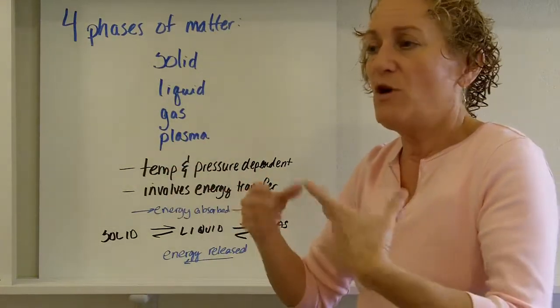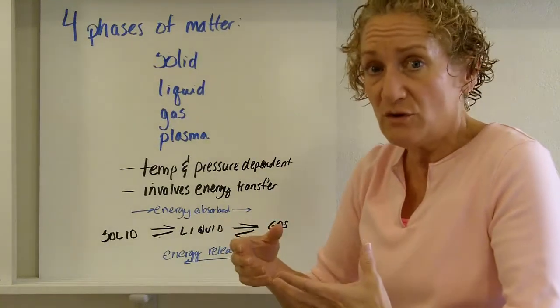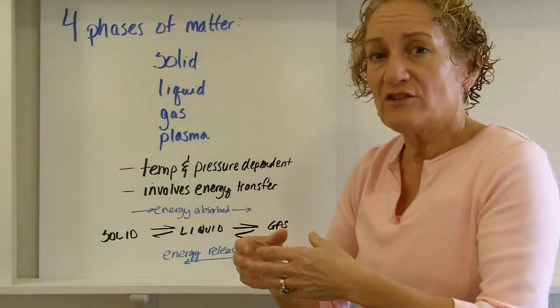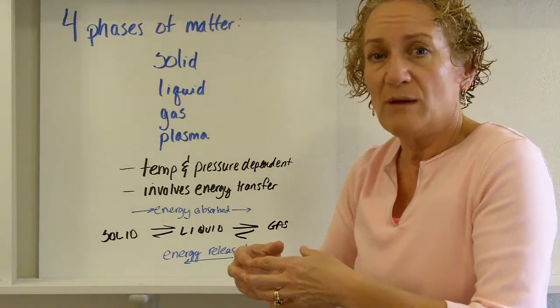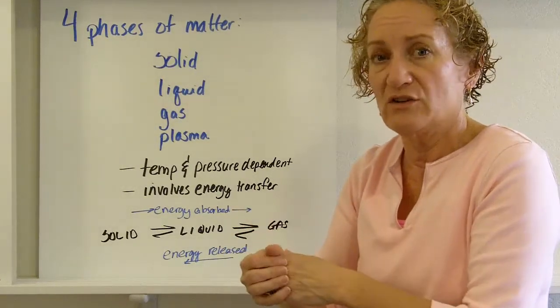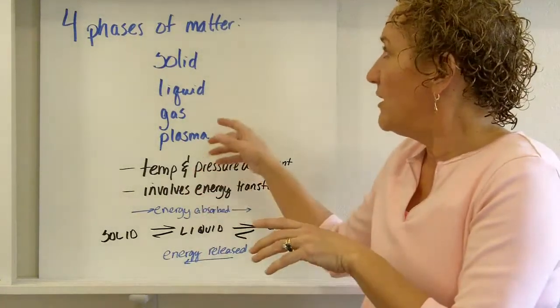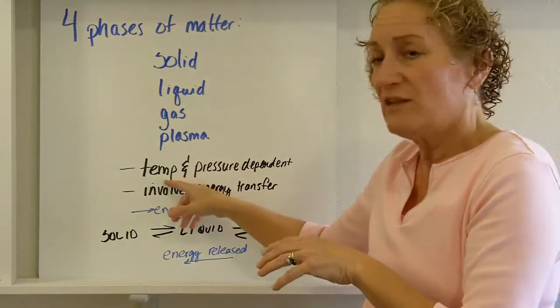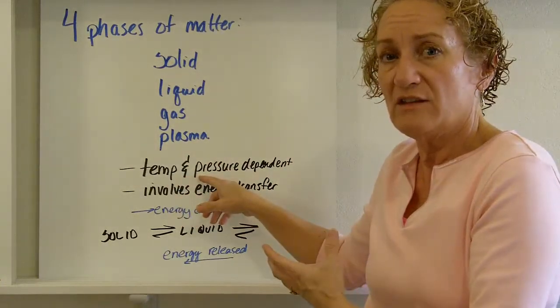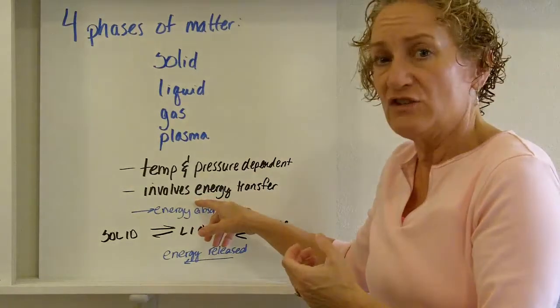Now, most people say, well, water boils at 100 degrees Celsius or 212 Fahrenheit, and that's true, except you can actually have water boil at a much lower temperature if you simply change the air pressure, the pressure that that water is under. You can make it boil significantly lower. So the phase depends not only on the temperature but also the pressure that the substance is exposed to. It does involve an energy transfer.